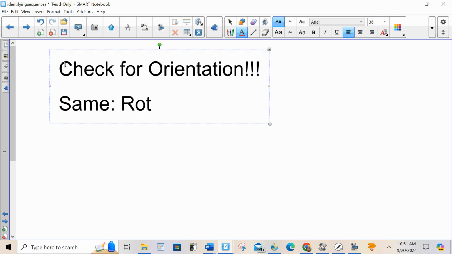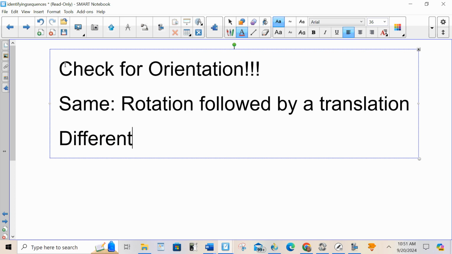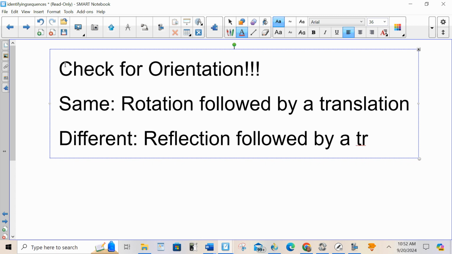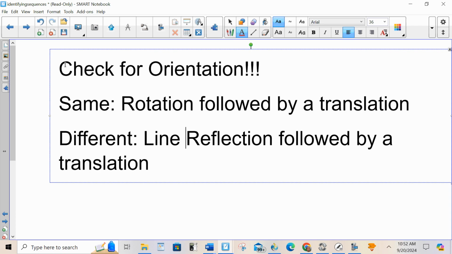So it will be a rotation followed by a translation. If the orientation is different, then there must be a reflection followed by a translation. And again, when I say reflection, I mean line reflection.